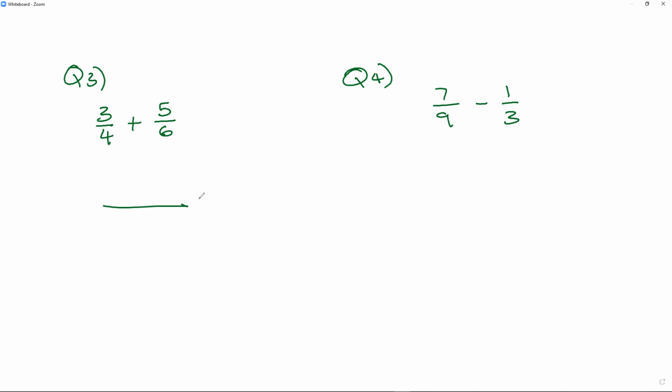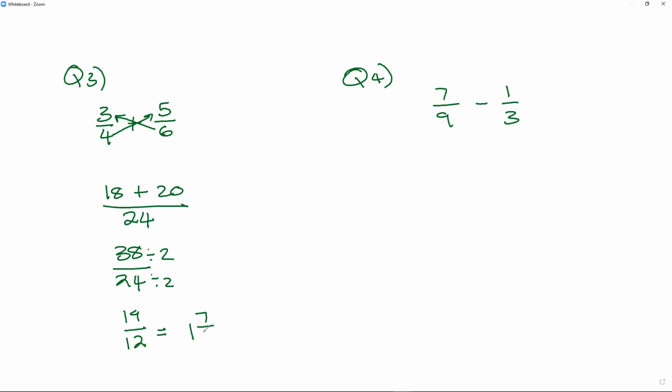Let me go through it again. So what was the first thing I did there? 4 times 6, right? And then 6 times 3, which is 18. And then 4 times 5 is 20. Then we add the top, which is going to get to 38 over 24. We then simplify it by dividing by 2 first. If we can divide by 4, let's start with 2. And that's 19 over 12. And then we write our answer as a mixed number. 19 minus 12 is 7. And we put that number on top. And that's my answer over there.